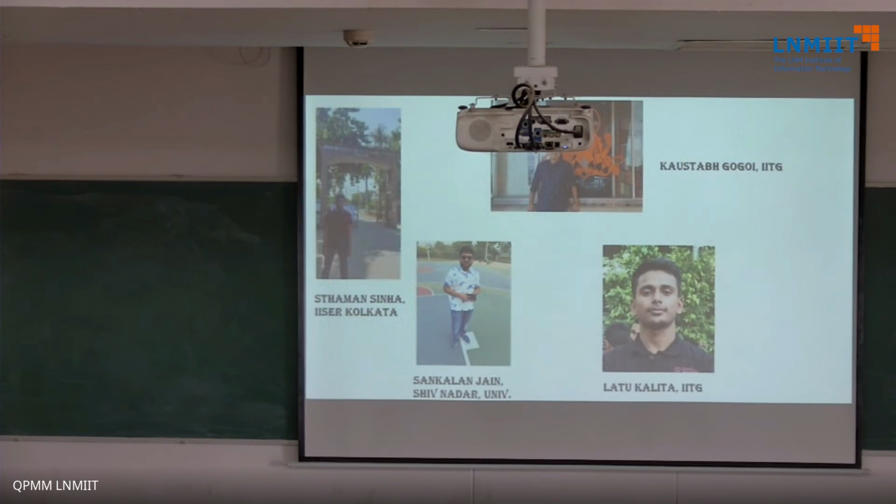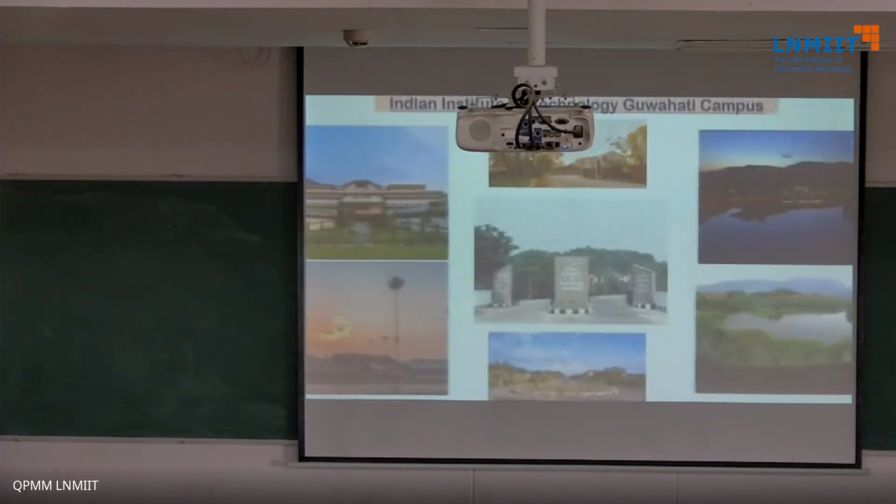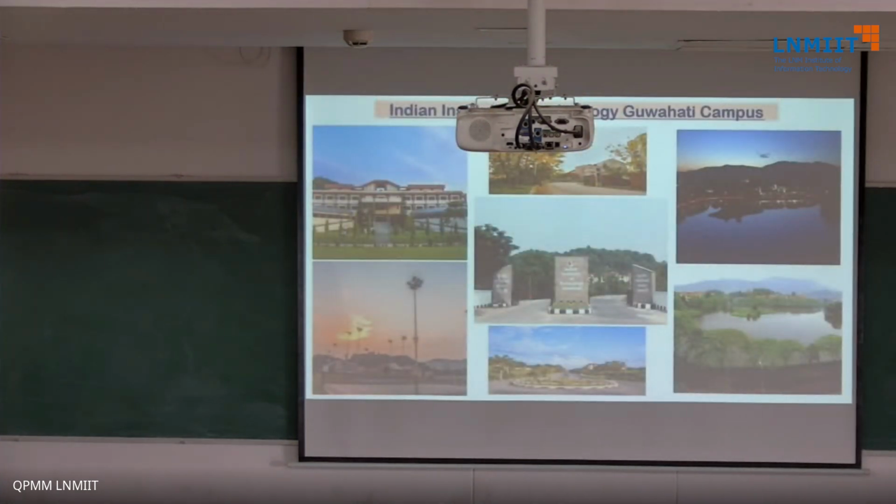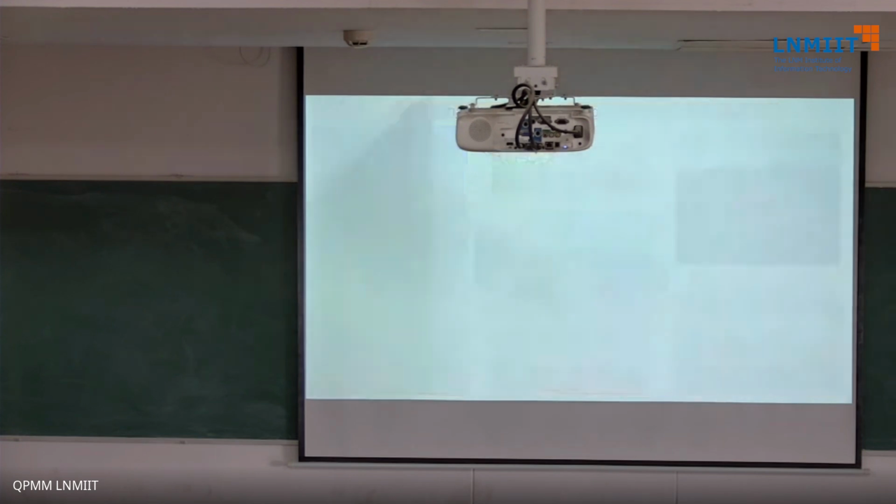And some undergraduate students, very bright undergraduate students from IISER Kolkata, our own students, these two. And this is a student at Shiv Nadar University who works on fault-tolerant computations and so on. And that's a few things about our campus. It's extremely beautiful. That's a lake in the middle, and there's a night photograph.